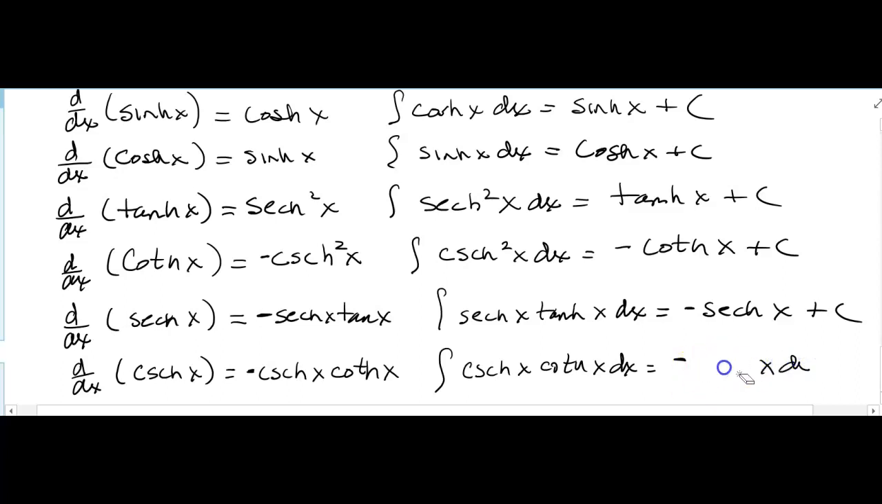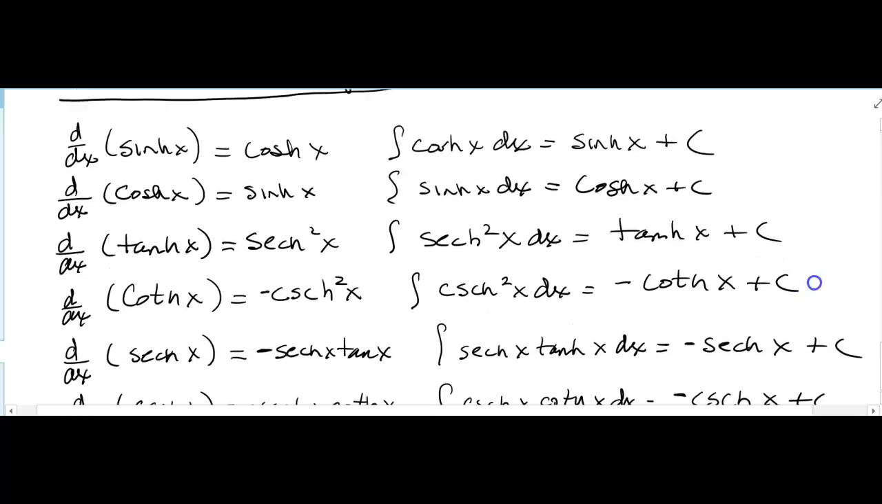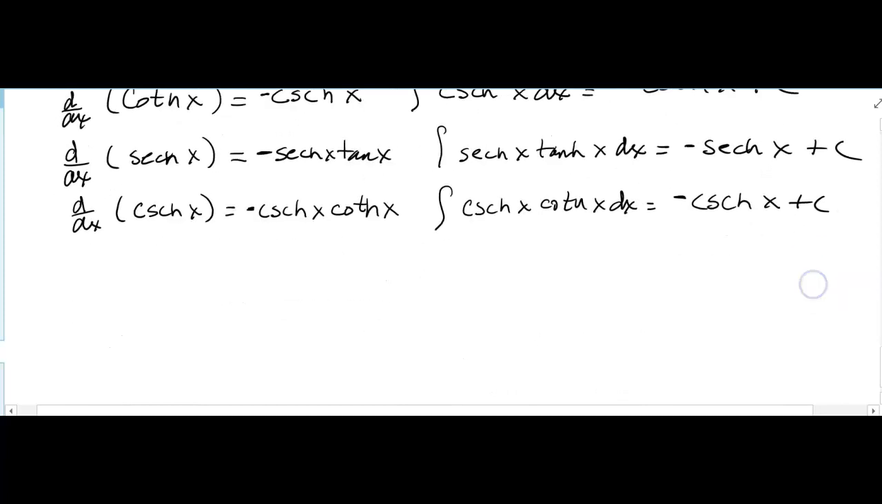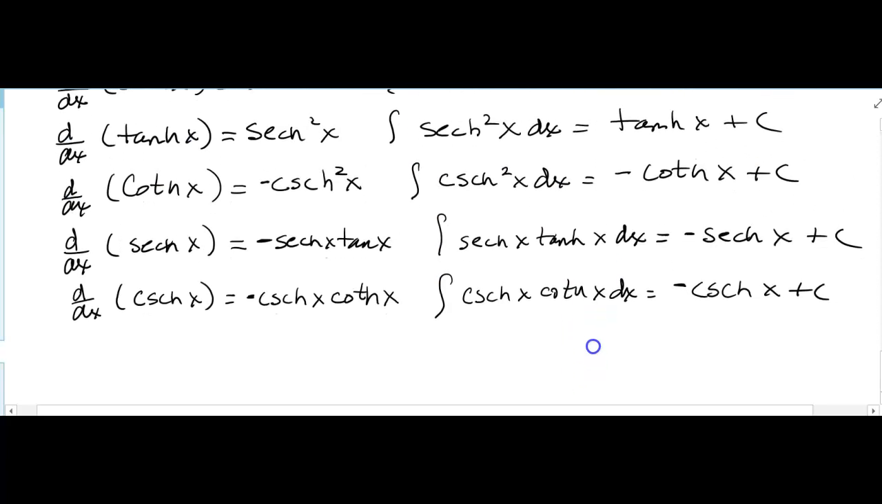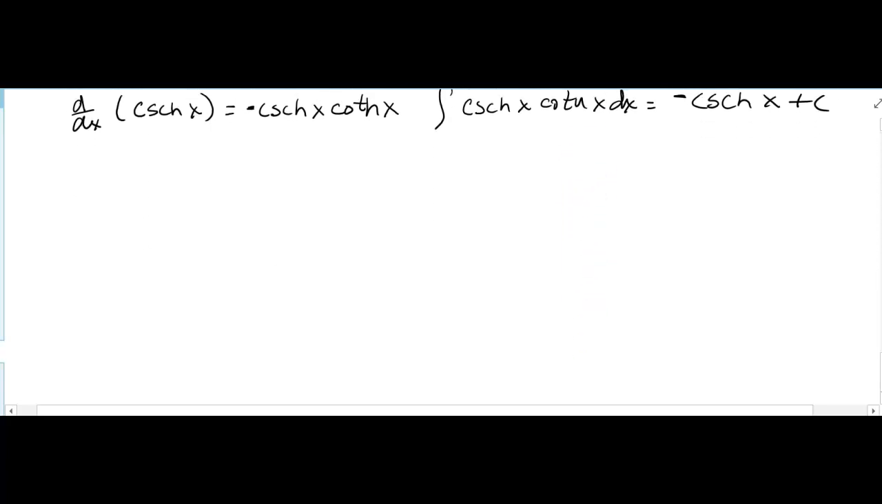That got a little sloppy, sorry about that. So there's your hyperbolic trig functions, derivatives and integrals. A couple little examples, and then we'll be done with this video. Like I said, you can just get those from your notes.